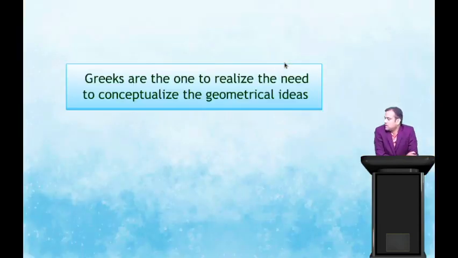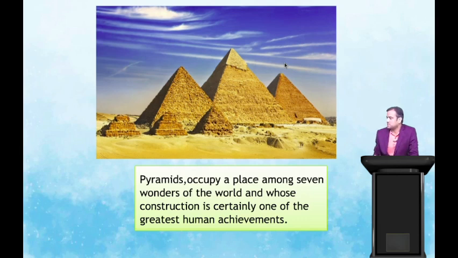So geometry means measurement of earth. The Greeks were the ones to realize the need to conceptualize geometrical ideas. Pyramids occupy a place among the 7 wonders of the world, and their construction is certainly one of the greatest human achievements. These pyramids are a part of the 7 wonders of the world, and their construction is very huge, because the height of these pyramids is huge. It's not a very small structure.